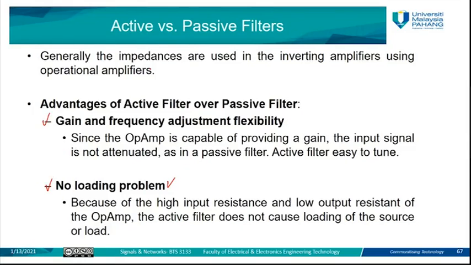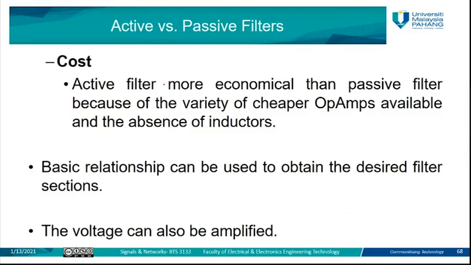The third is the cost. As we already mentioned before, in the passive filter we have to use the inductor, and the inductor is bulky in size and also expensive, while the operational amplifier has a very cheap cost. So we can design our filters with a low cost, since there is no inductor anymore.